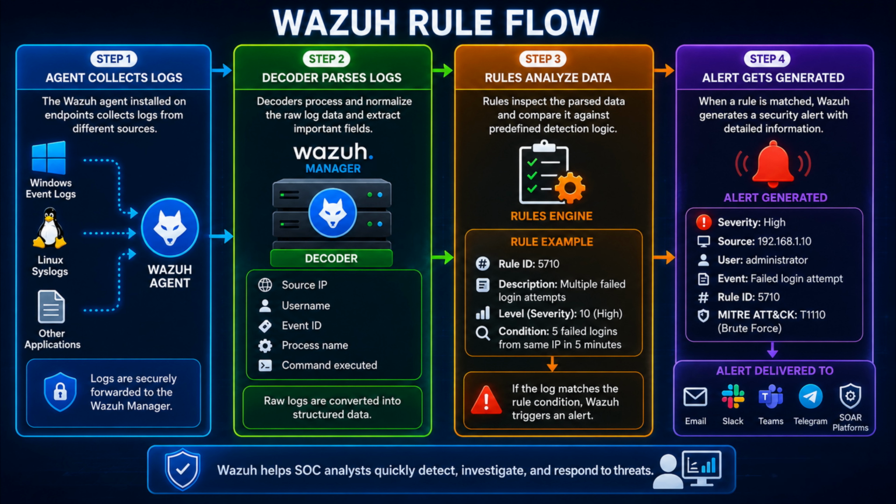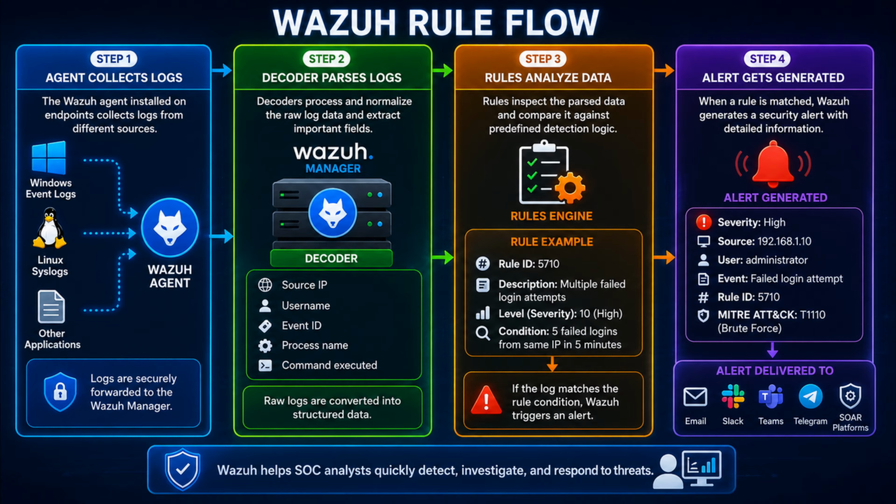Step 1. Agent collects logs. The Wazuh agent installed on endpoints continuously monitors system activity and collects logs from different sources such as Windows event logs, Linux syslogs. The agent securely forwards these logs to the Wazuh manager for analysis.